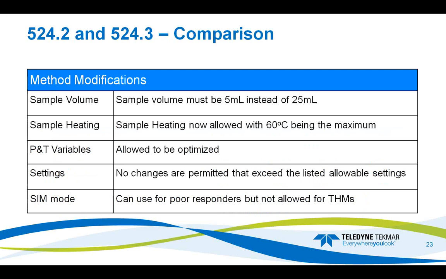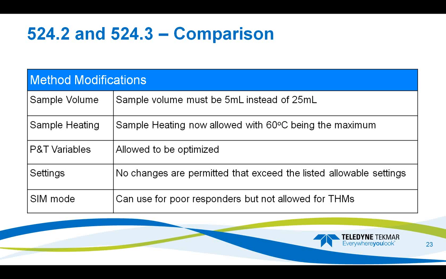So by comparison, 524.3 allows us to use 5 mils instead of 25 mils of sample. So when we purge that, we generate less moisture that we have to deal with later. We were not allowed to heat in 524.2. We can now heat our sample in 524.3, which may help us boost our analytical sensitivity for some of our more difficult to remove organics, or volatiles, excuse me. We can optimize our variables in 524.3, which is a huge help with dealing with water while also increasing the sensitivity of our analysis.